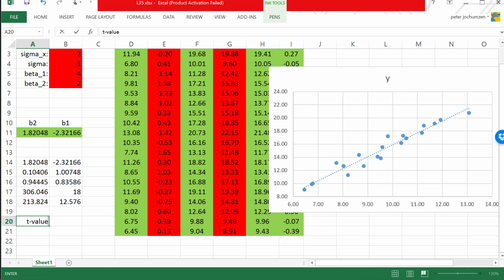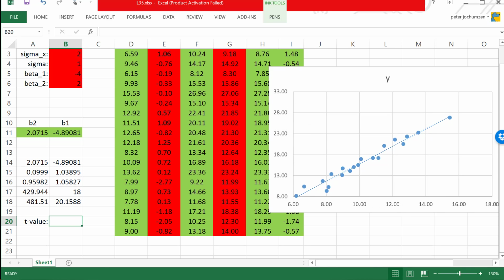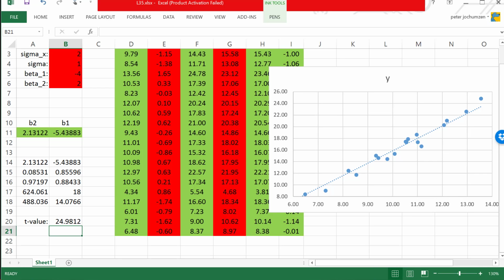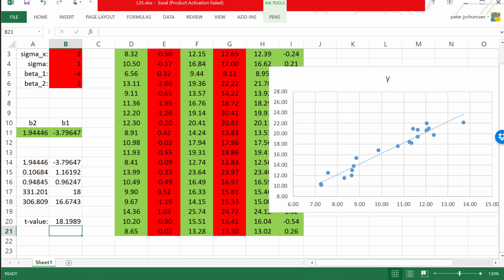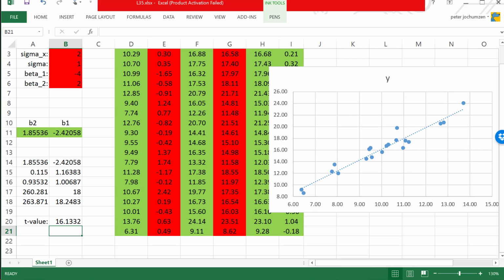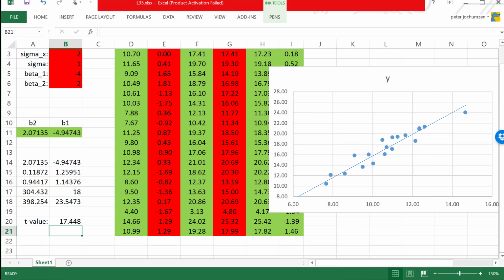So let's type that up here, t-value. And it's simply given by B2 divided by the standard error of B2. So 24.9 in this simulation study, but if we redo it, we see we get different values for the t-value. So the t-value itself must be viewed as a random variable.